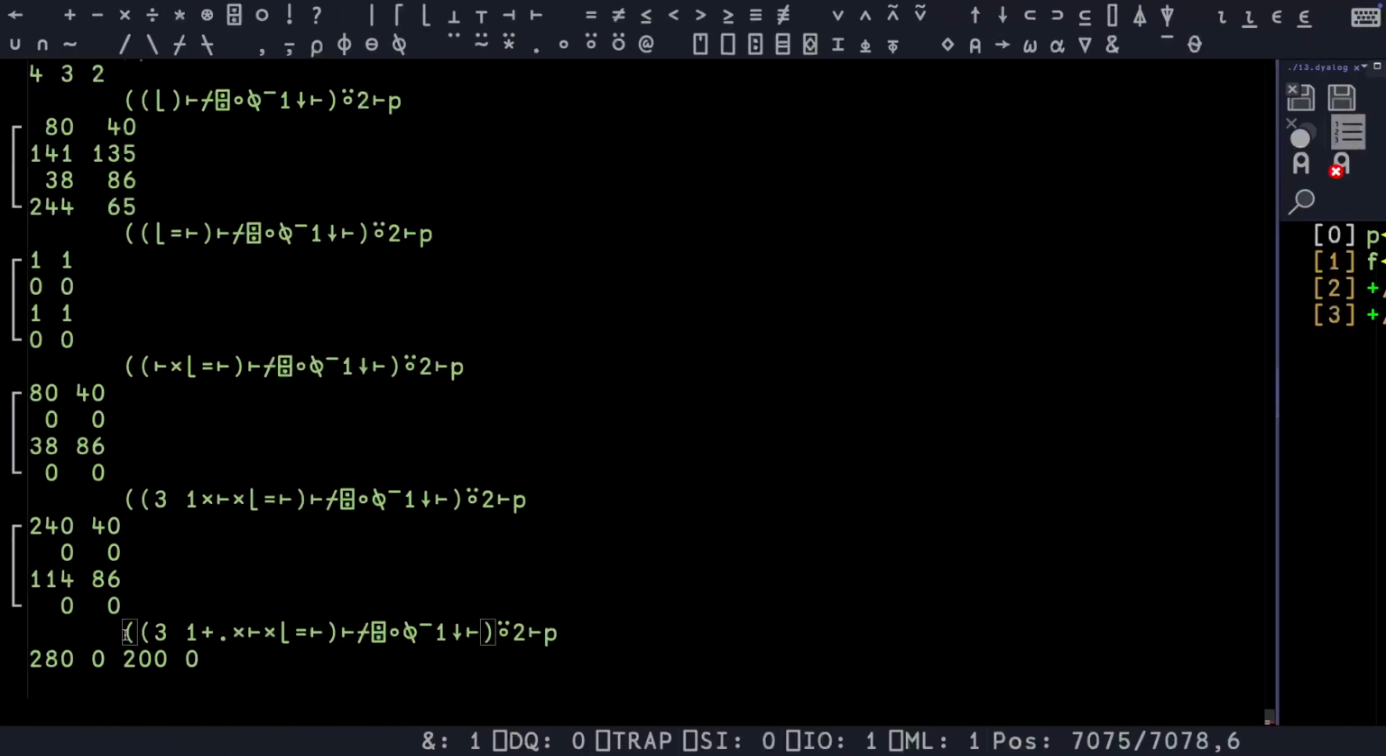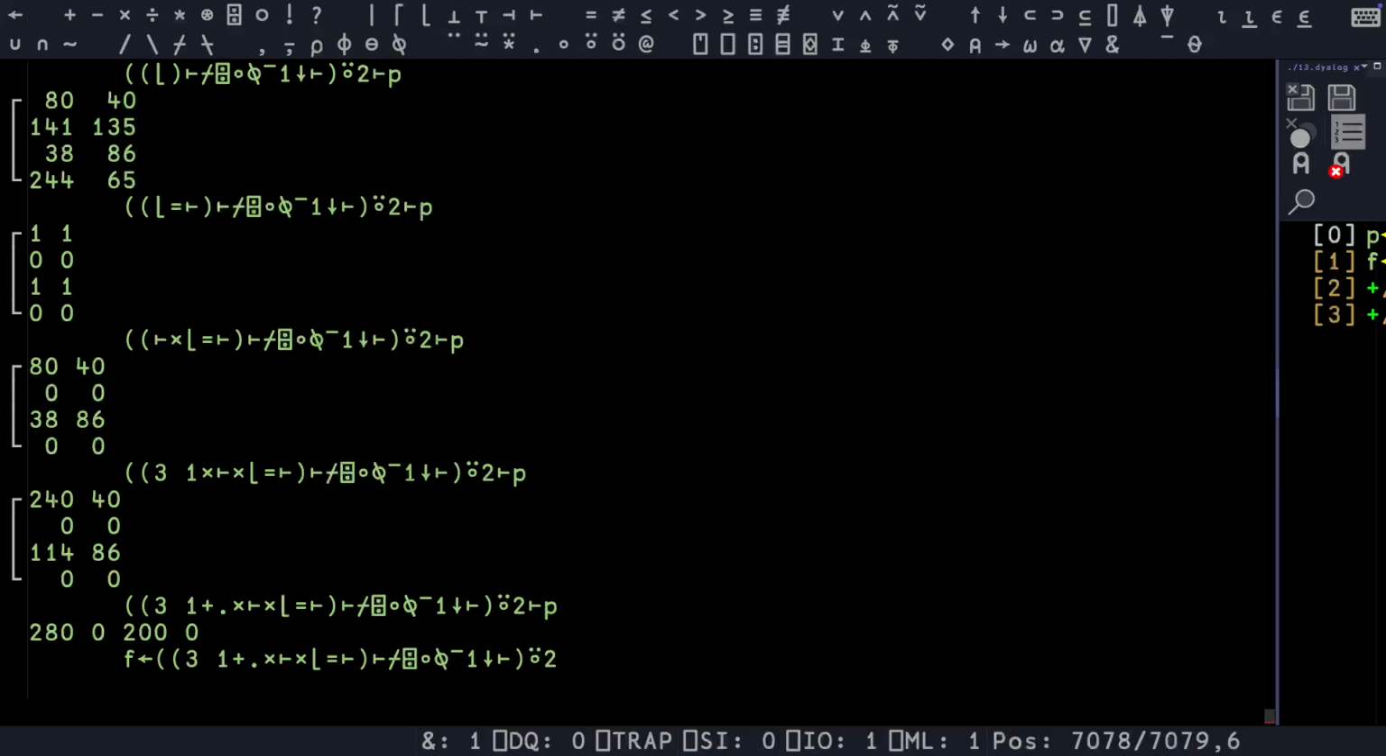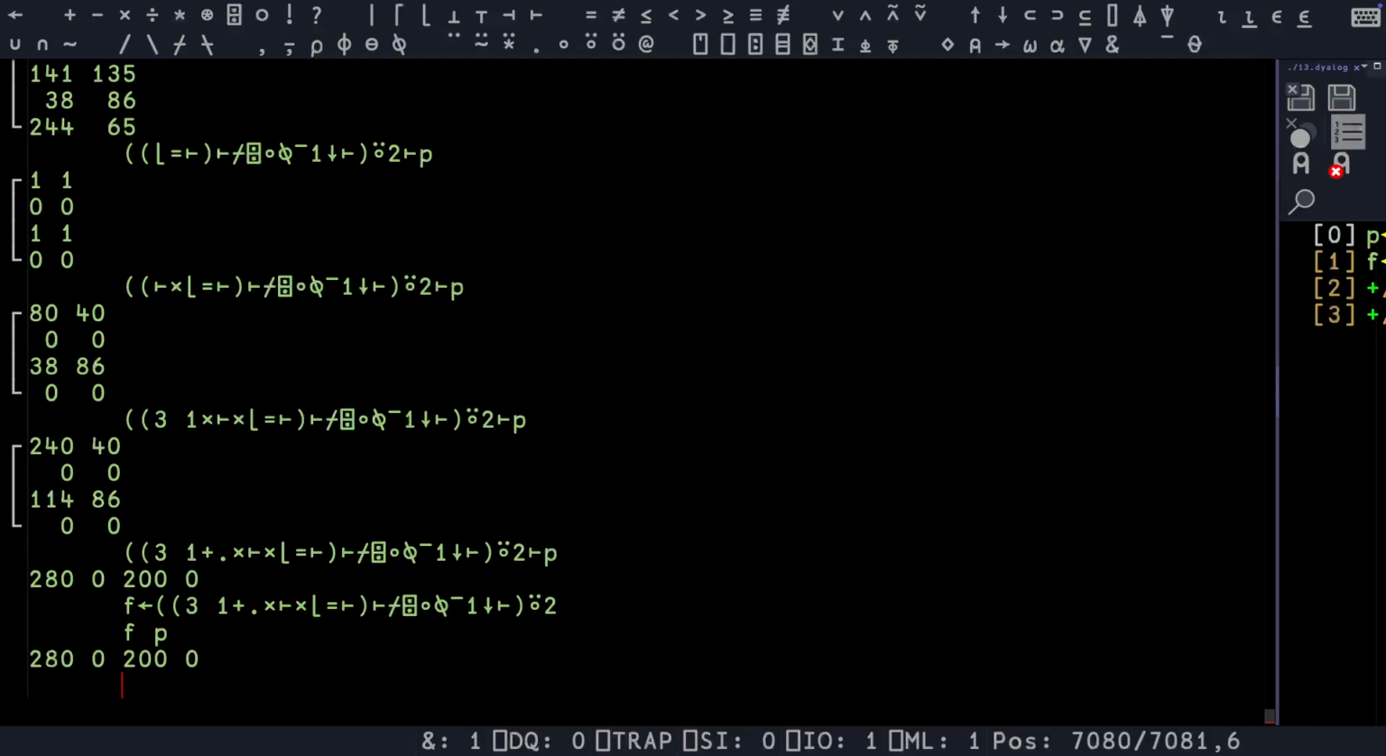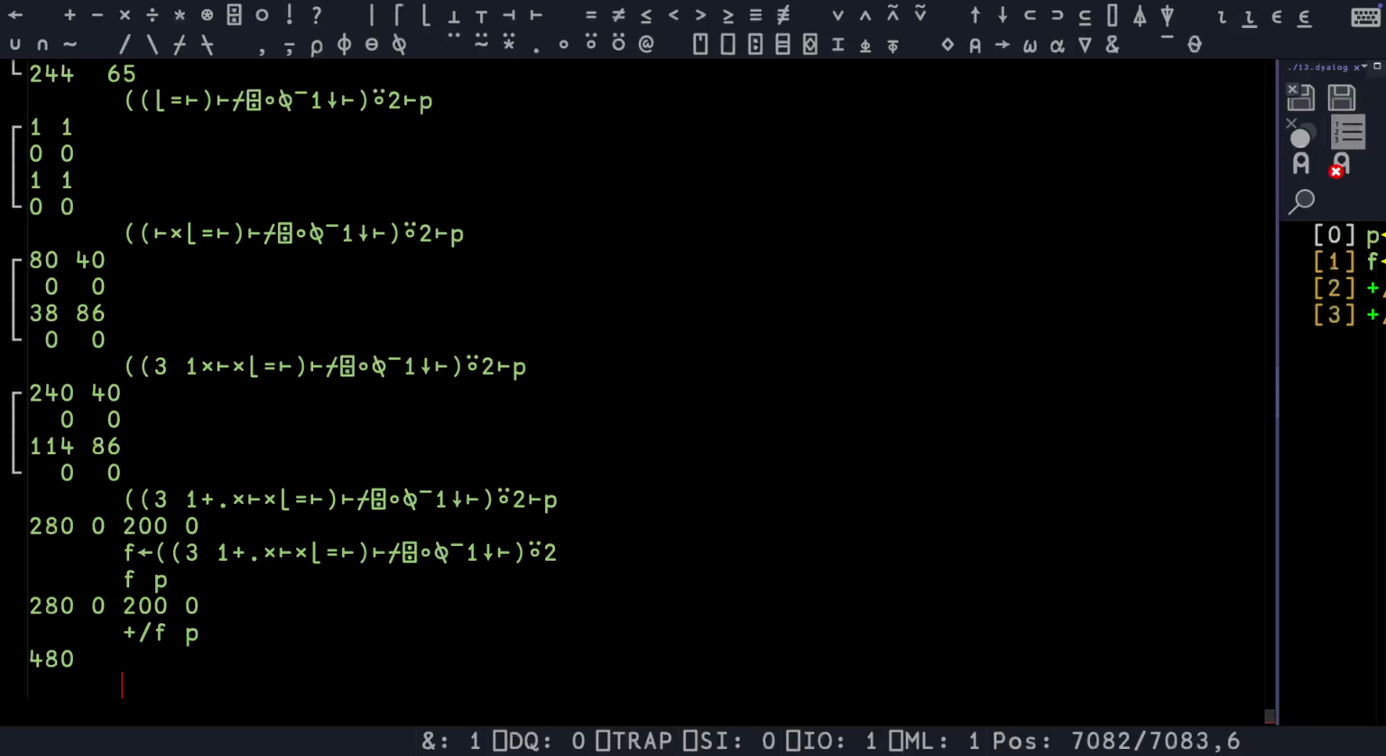So let's see. Let's call this F, and this will operate at rank 2. And now if we just run that on our input, we get this, and we can just add them all up to get our part 1 answer.